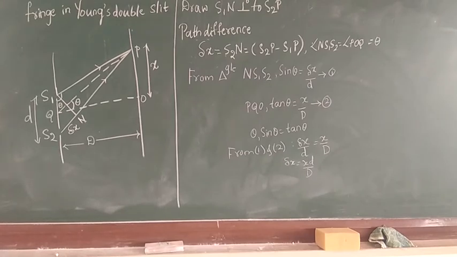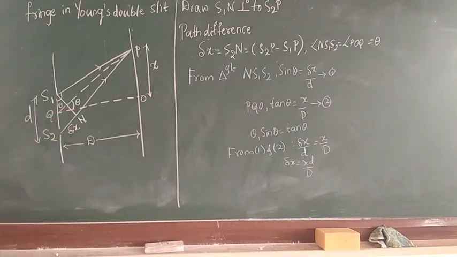Now let us consider the expression for the interference fringe in the Young double slit experiment, or just we have to derive the equation. Now let us consider the diagram. S1 and S2 are the two slits. Q is the midpoint.